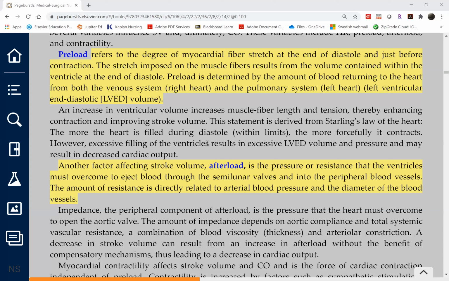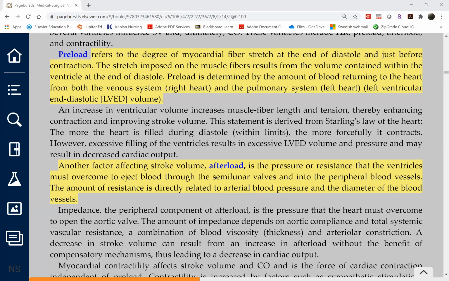Another factor affecting stroke volume, oh wait, we're talking about afterload, right? Yes. Sorry. Stroke volume afterload is the pressure or resistance that the ventricles must overcome to eject blood through the semilunar valves and into the peripheral blood vessels. The amount of resistance is directly related to arterial blood pressure and the diameter of the blood vessels.